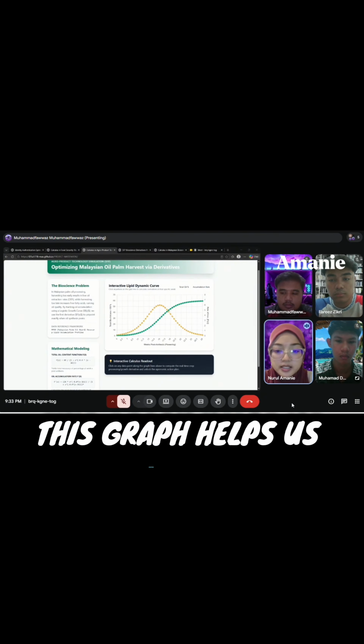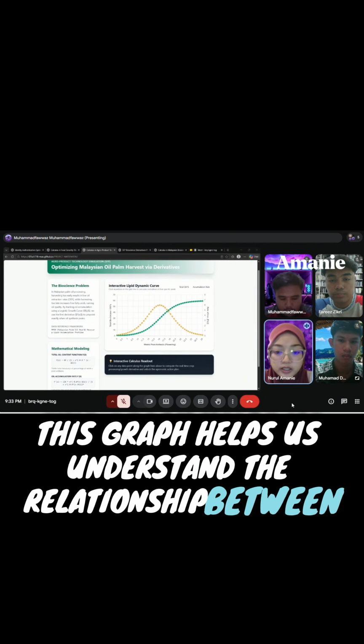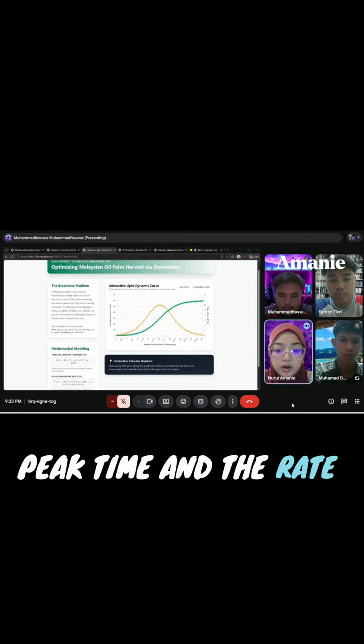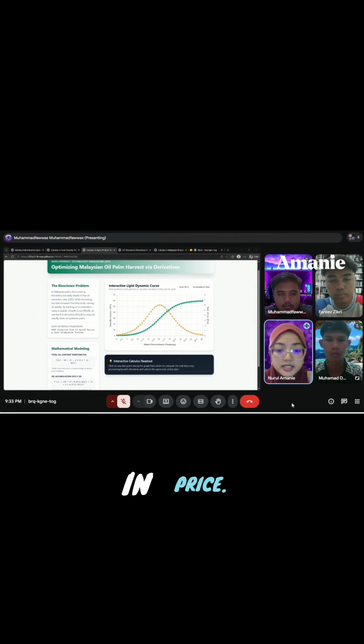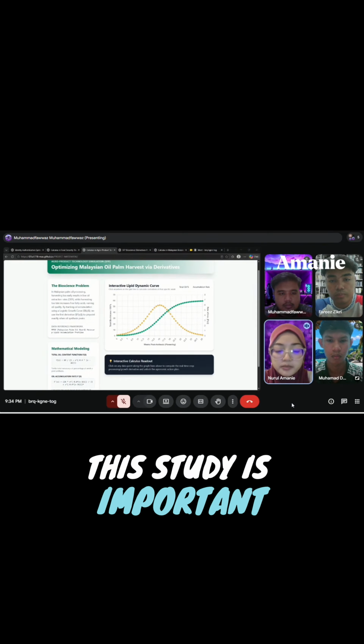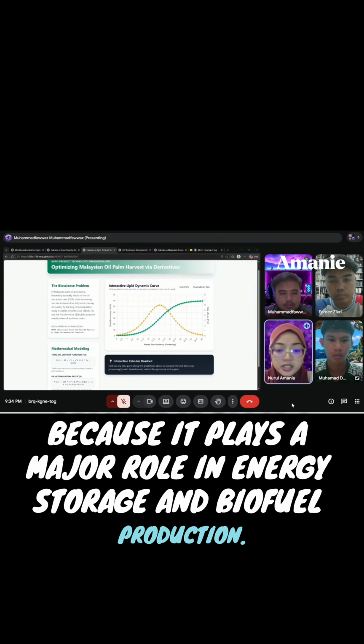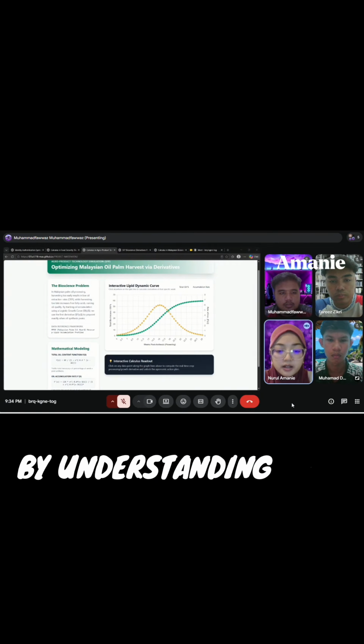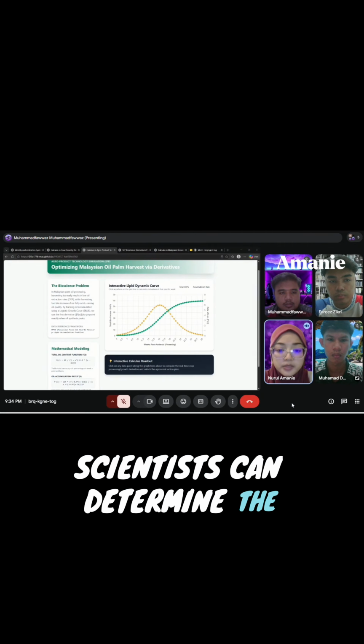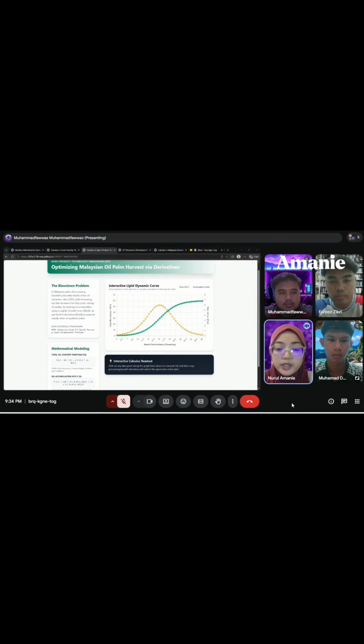This graph helps us understand the relationship between time and the rate of oil accumulation in plants. The study is important because it plays a major role in energy storage and biofuel production. By understanding this graph, scientists can determine the optimal harvest time, improve biofuel production, and reduce waste of resources. Furthermore, studies like this also support the development of more efficient and environmentally friendly agriculture techniques.